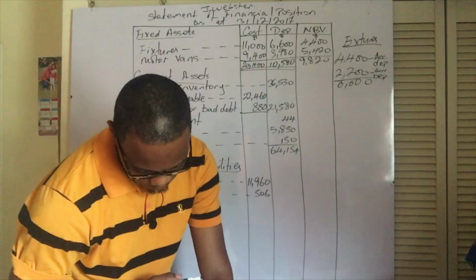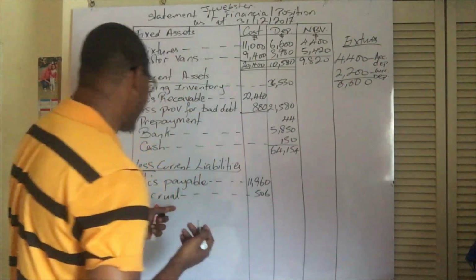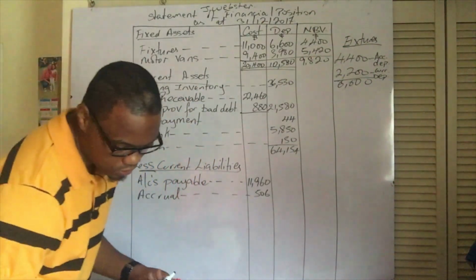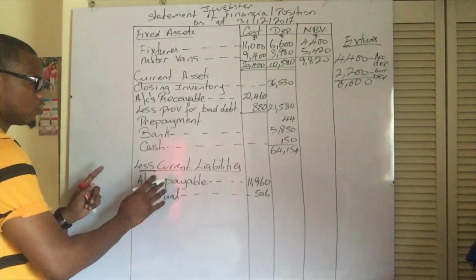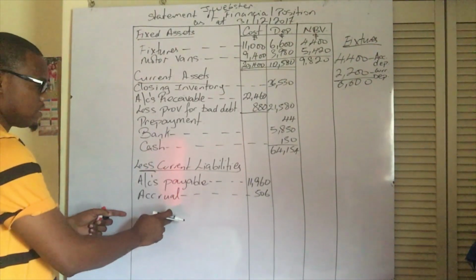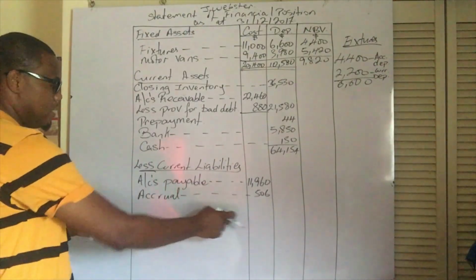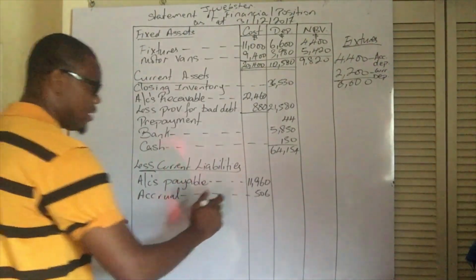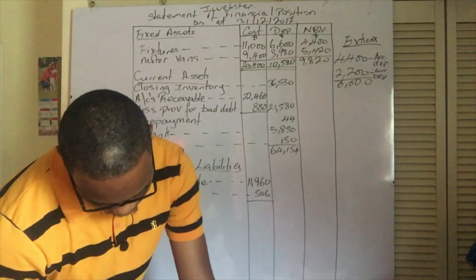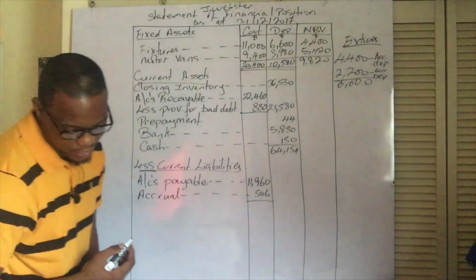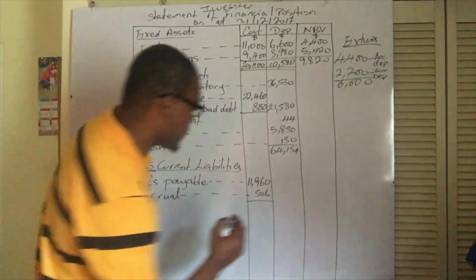Do we have any other current liability? Any loan, any short-term loan? If you have a long-term loan, it would not come here. Long-term loan would go into another heading that's called long-term liability. So you would have another heading that says less long-term liability. I'll show you how you will do that. All right. So your current liabilities add up to what? 12,466.